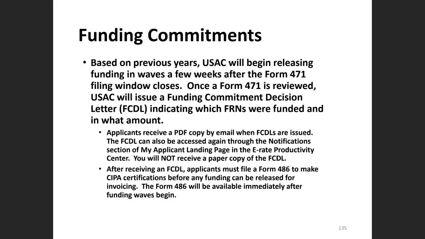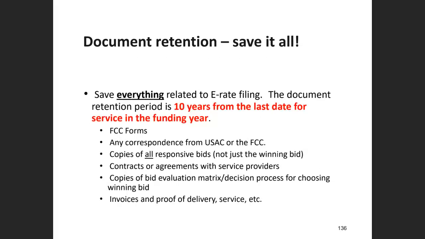And then for the funding commitments, we're expecting USAC to start releasing waves of funding commitments in mid to late April. So the application filing window closes on March 22nd, and it's generally 3 to 4 weeks before we start seeing those commitments. So when you get a funding commitment, it will be when your entire application has been approved. You'll get an email with a funding commitment decision letter attached to it. That will show the full amount approved for the application. If you file more than one application, you will get more than one funding commitment decision letter. There'll be a next step after that, but we'll worry about that in April, May, and June. We'll talk about the 486 later.